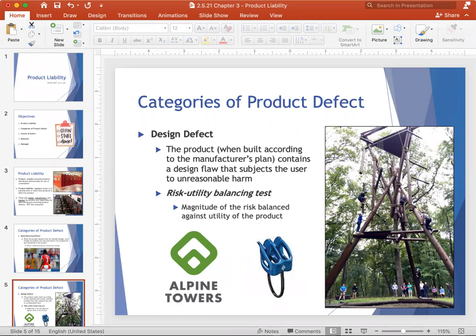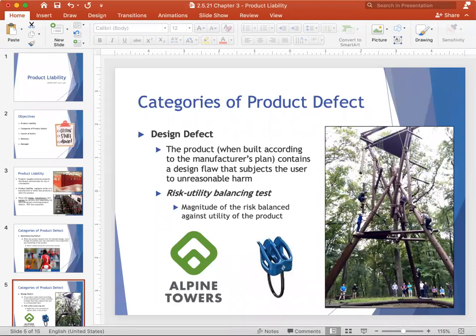And we'll talk about this again with strict liability, but essentially, if the risk outweighs the utility, and the utility is the value of the product, the demand for the product, the use of the product, if the risk outweighs that utility, then there is a design defect and there is liability here.